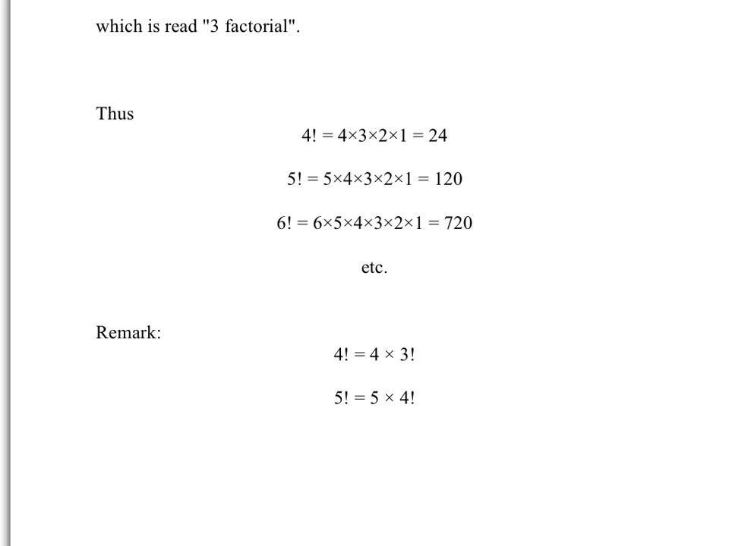It's worth remarking that 4 factorial, 4 times 3 times 2 times 1, can be thought of as 4 times this whole thing. In other words, 4 times 3 factorial. So 4 factorial equals 4 times 3 factorial. Similarly, 5 factorial equals 5 times 4 factorial.